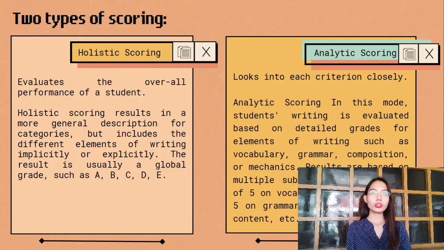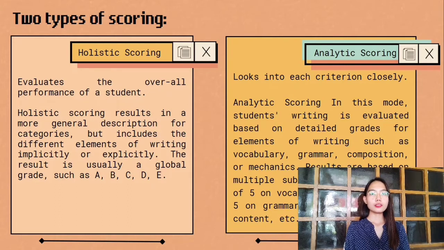Now moving on to the types of scoring, we have the holistic and analytic scoring. Holistic scoring evaluates the overall performance of a student. It results in a more general description for categories, but includes the different elements of writing implicitly and explicitly. The result is usually a global grade such as A, B, C, D, or E. Holistic scoring assigns a single score to an examinee based on the overall quality of the examinee's work or performance.